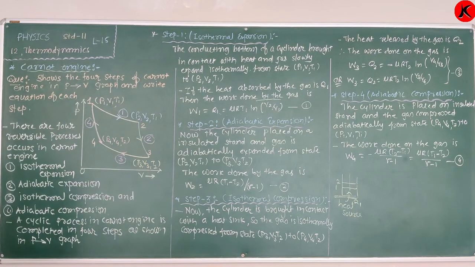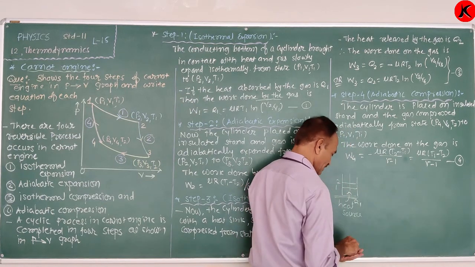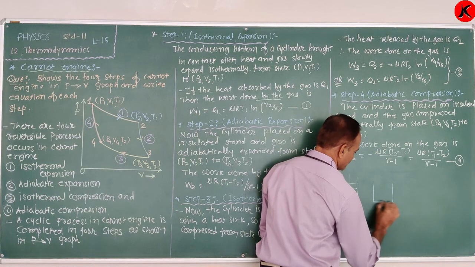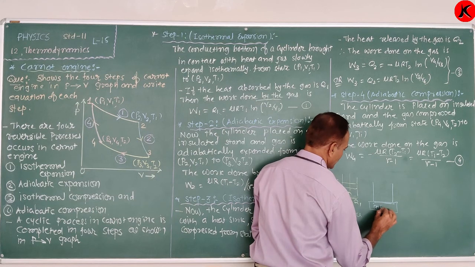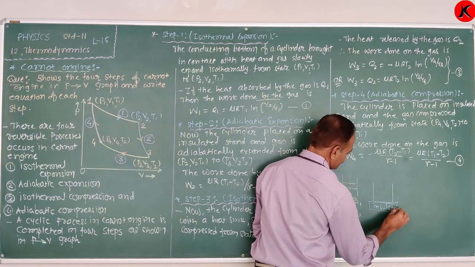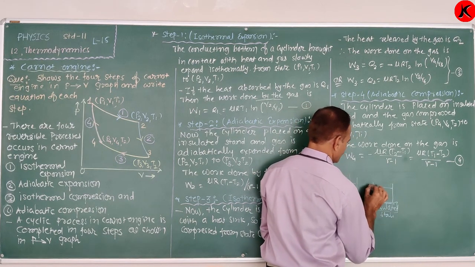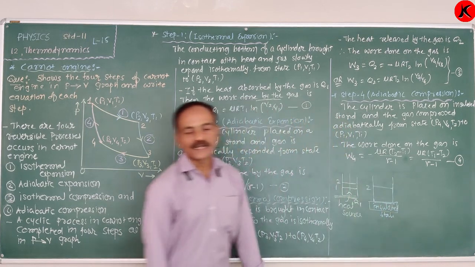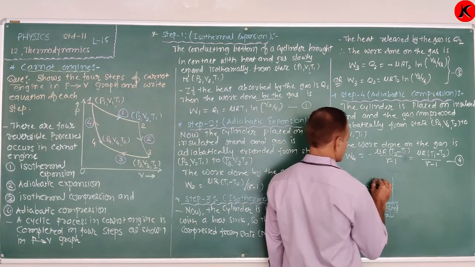Now in the second step, we place the conducting bottom of the cylinder in contact with the insulated state. That is the insulated state. The piston is already in the second step. So due to the earlier absorption of the heat, the gas is now expanded and reaches the third step.